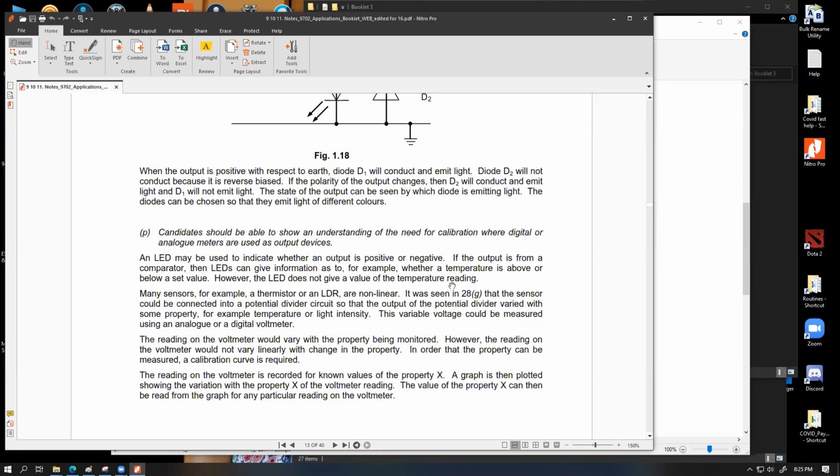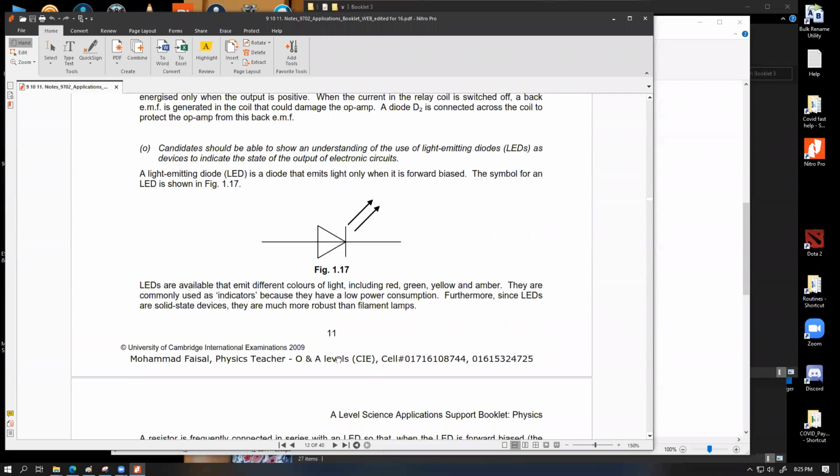That's it. Many sensors, for example, the thermistor and LDR, are non-linear. It was seen in figure 28G that the sensor could be connected into a potential divider circuit. So the output of the potential divider varied with some property, for example, temperature or light intensity. This variable voltage could be measured using an analog or digital voltmeter. So figure 28G, let's have a look at figure 28G.